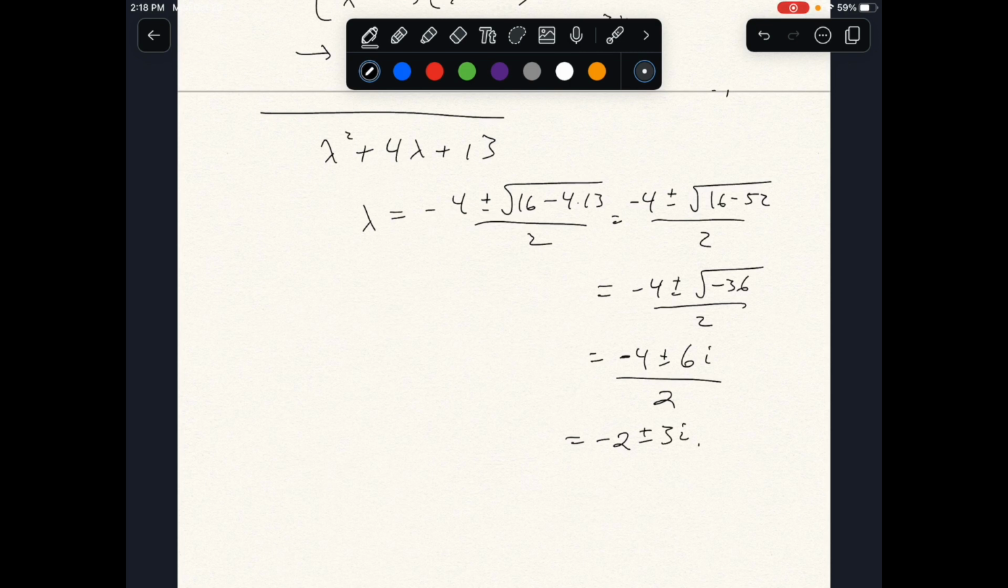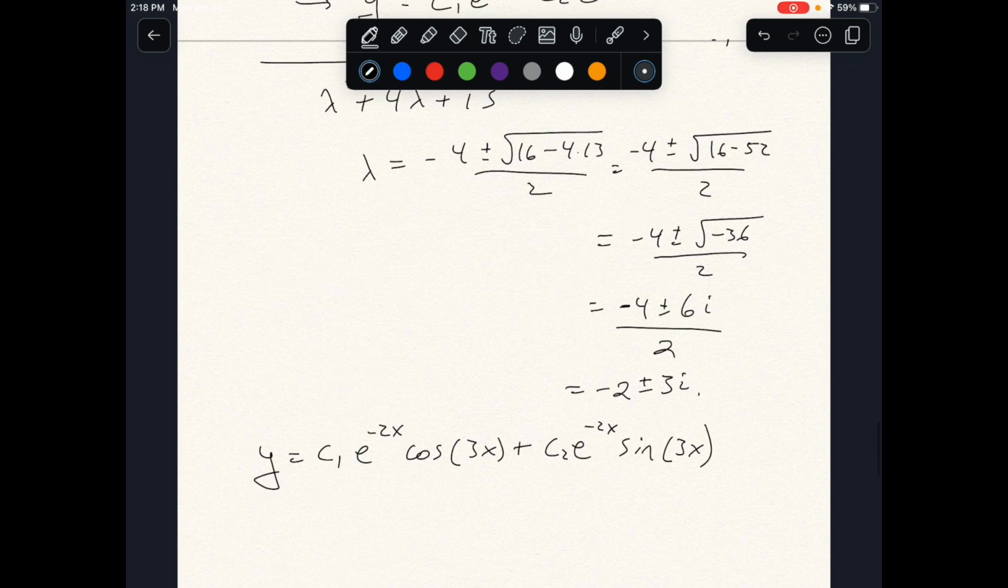All right, and so if you get something like this, then your solutions would be e to the negative 2x times cosine of 3x and e to the negative 2x sine of 3x. Right? So those would be your y1 and your y2, and so your general solution would be c1 y1 plus c2 y2.